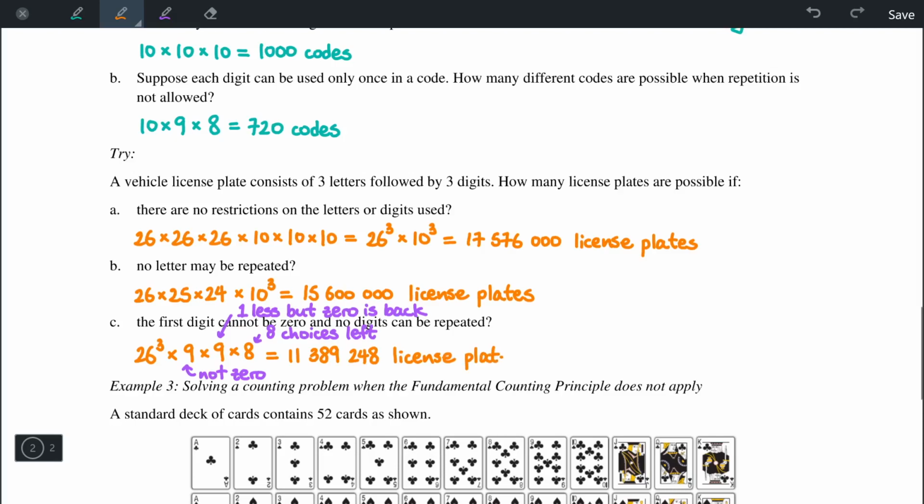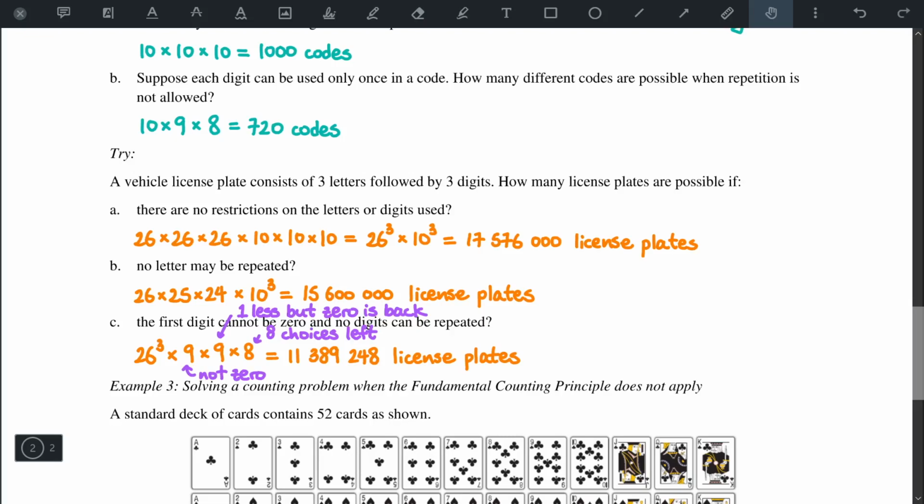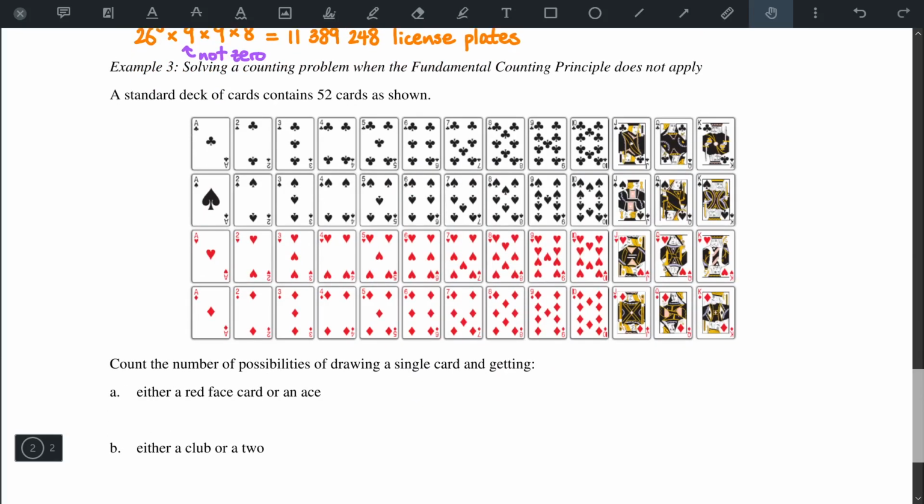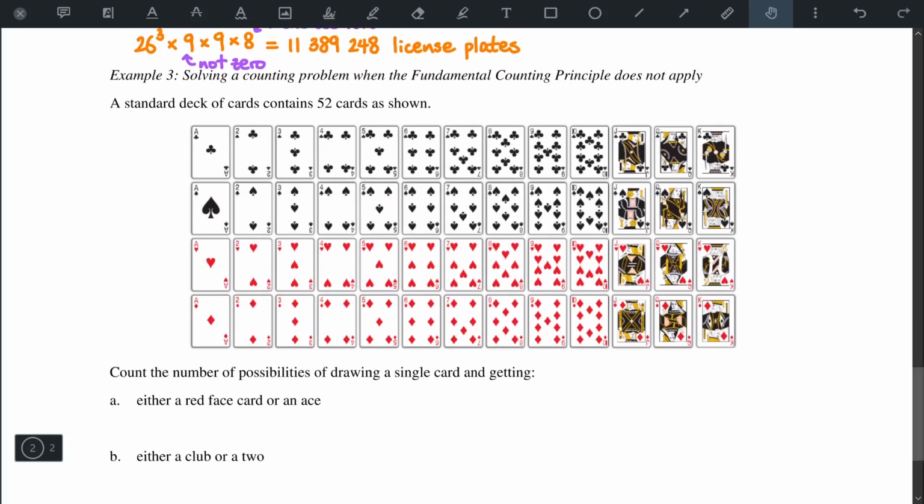Okay, so those are all the examples that are going to involve the fundamental counting principle. So starting on page 1 and then both the example 1 and 2 and then the try questions. Now for the next example, this counting problem does not use the fundamental counting principle. So let's look at what it says. It says count the number of possibilities of drawing a single card and getting either a red face card or an ace.